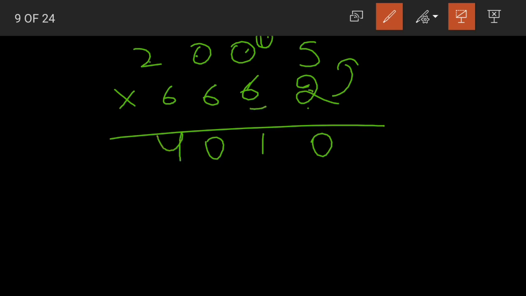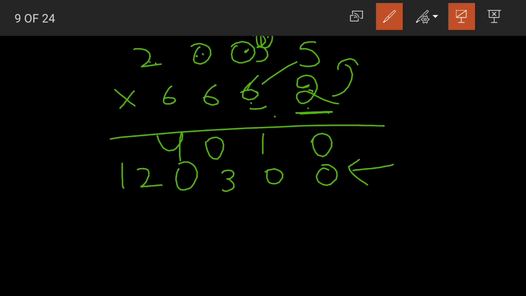Now coming to the next digit 6. So in a new line, after 6 we are having one digit, so placing 1 zero. Now 6 fives are 30. 0 here, 3 carried. 6 zeros are 0 plus 3 becomes 3. 6 zeros are 0. 6 twos are 12. Now again 6, again in a new line. After 6 we are having 2 digits, so placing 2 zeros.